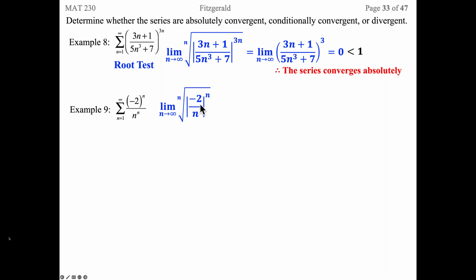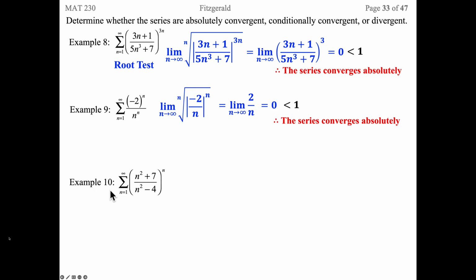The absolute value of -2 is now +2. We don't need absolute value bars around the n because, again, n starts at 1 and counts up to infinity, so we're only putting in positive values, so we're all good here. So this limit, constant on the top, heading to infinity, is 0. So again, that's less than 1. Therefore, by case number 1 of the root test, this series converges absolutely.